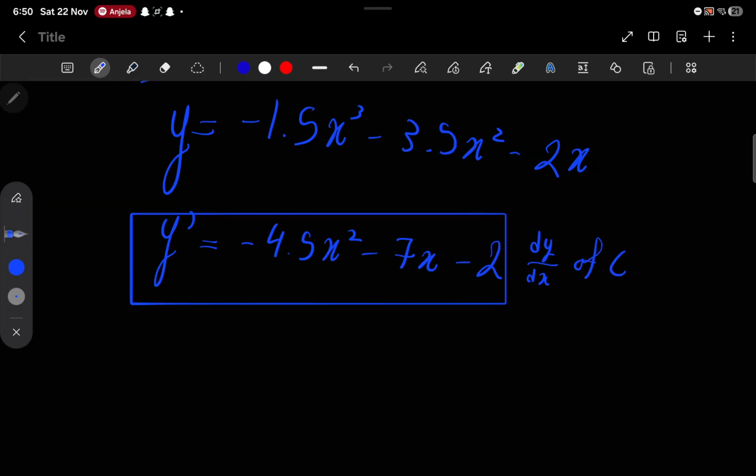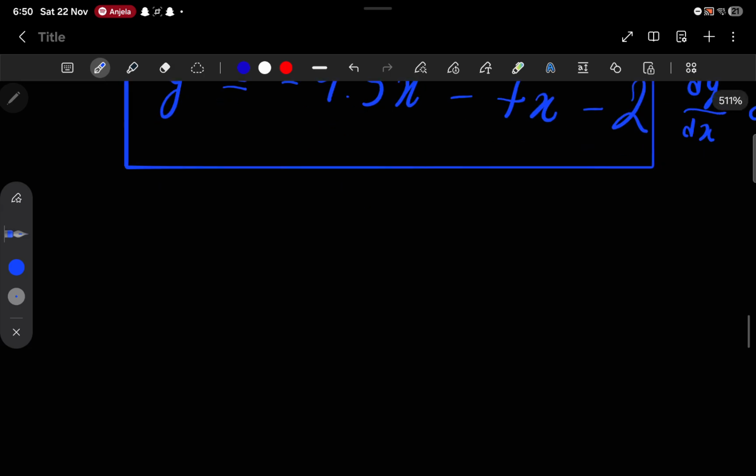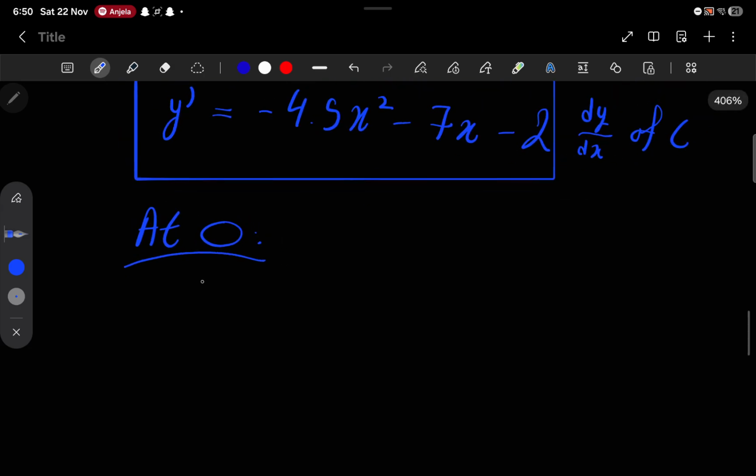Okay, so now what do you do with this information? First of all, find it at O. So at O, remember x is 0. So y prime is going to be minus 2, right? Because this will give me 0, this will give me 0. So I'm just left with minus 2.